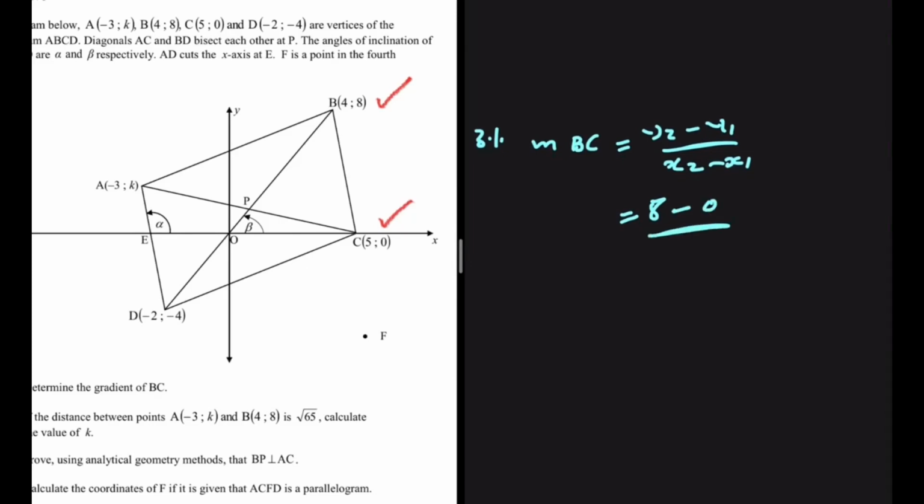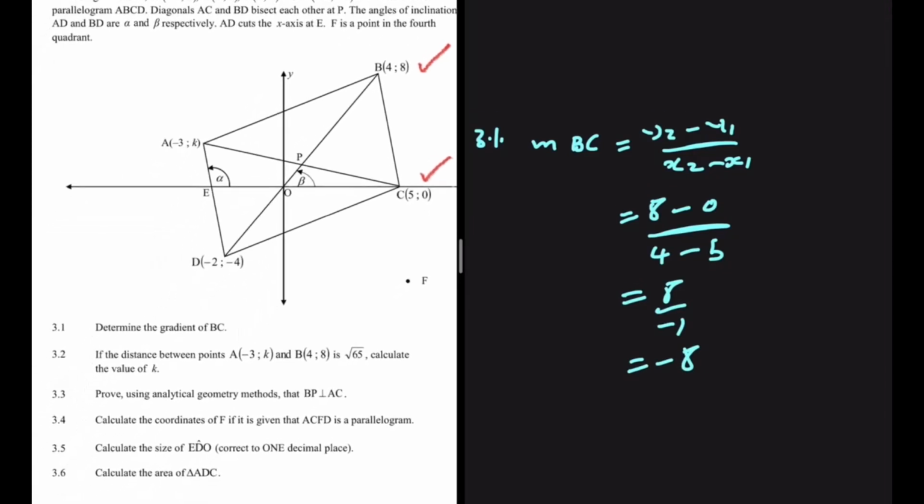So let's take B as our second point. If we do that, the value of y2 will be 8 minus the value of y1, which is going to be 0, divided by the value of x2, which is 4, minus the value of x1, which is 5. So we have 8 divided by minus 1, which is equals to minus 8. So that is the gradient of BC.